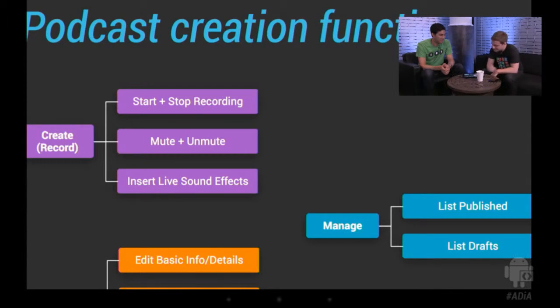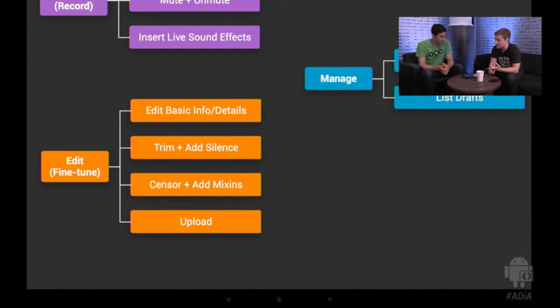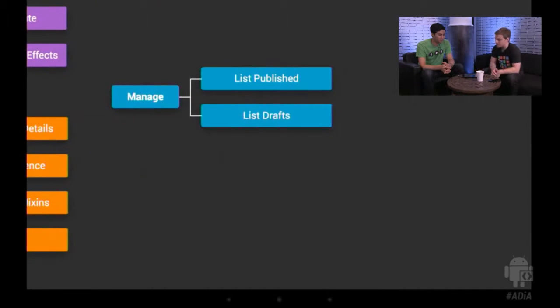Yeah, gong. And then for edit, you want to be able to edit the basic info, like the title and the description, the stuff that basically appears in the RSS. And then some basic editing functions as well as uploading, obviously, right? You want to be able to upload the final product to the podcast host. And then for management, you obviously want to be able to view the list of published podcast episodes, as well as the list of drafts, and maybe manage the drafts somehow.